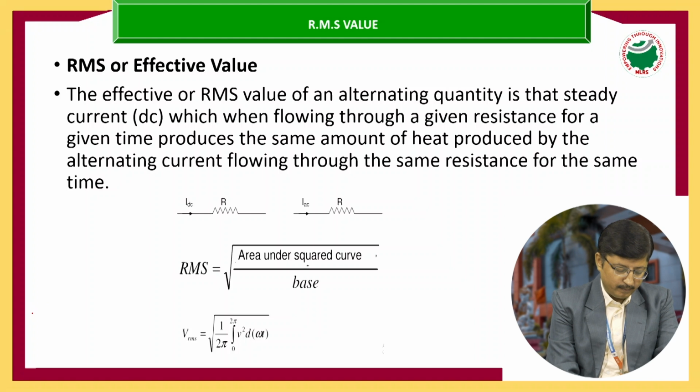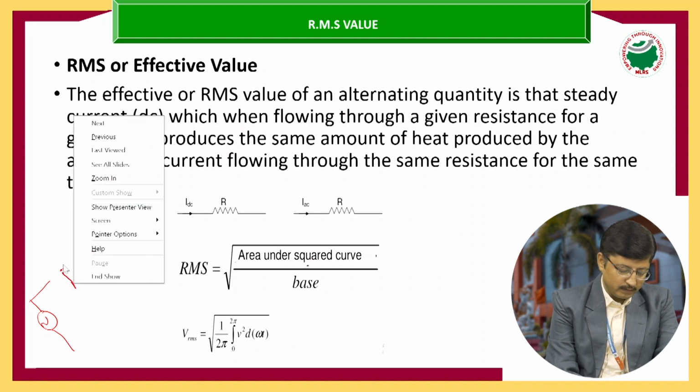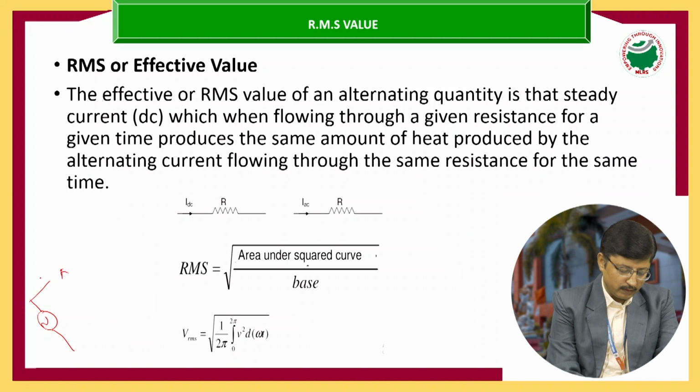So here I am taking an AC supply. It is connected to two ways, position number 1 and position number 2. Here I am connecting one bulb. This switch is again connected to one rheostat and one DC ammeter, which is connected to a DC supply.